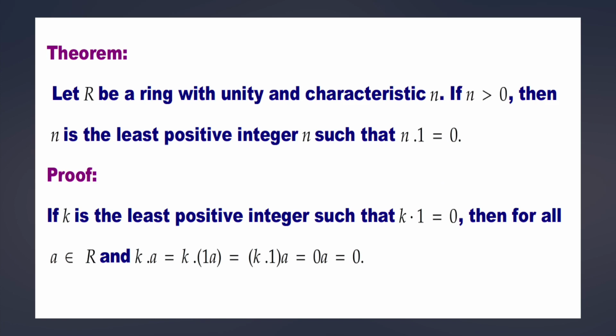Let R be a ring with unity and characteristic n. If n is greater than 0, then n is the least positive integer such that n times 1 equals 0. The proof: if k is the least positive integer such that k times 1 equals 0, then for all a belonging to R, k times a equals k times 1 times a, which equals 0 times a, and which is equal to 0, because anything multiplied by 0 is 0.